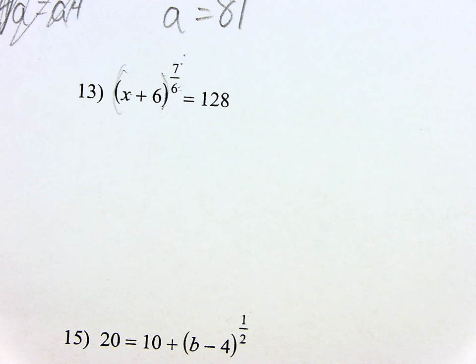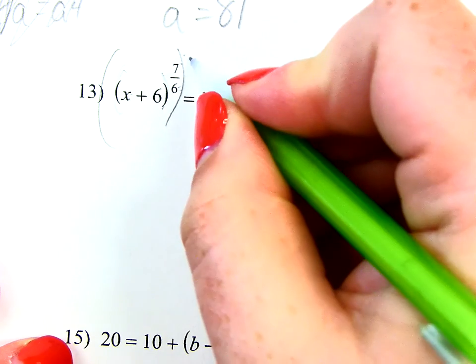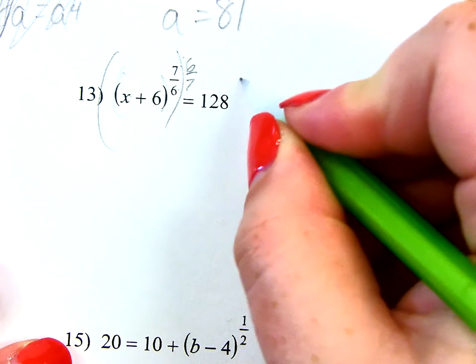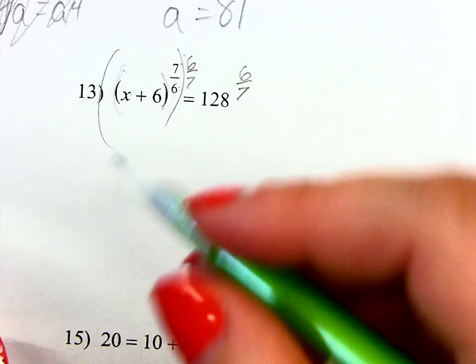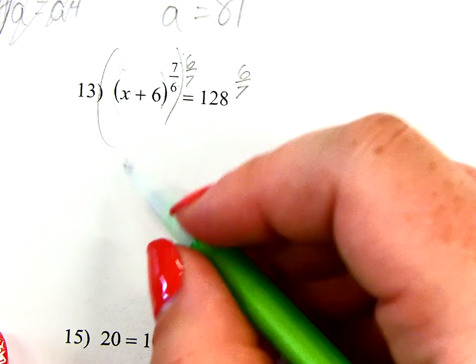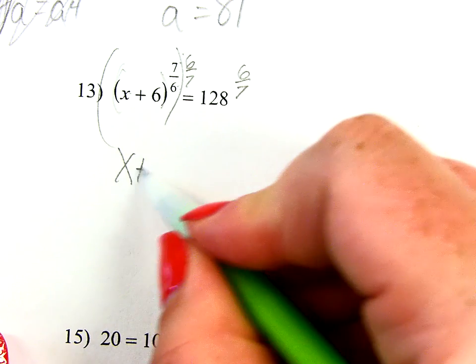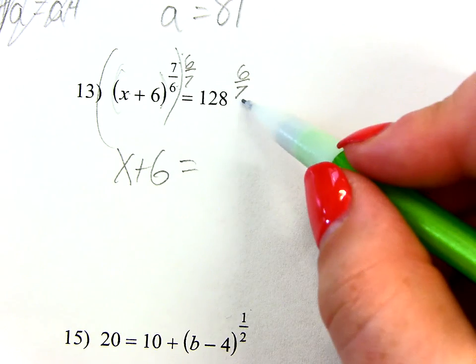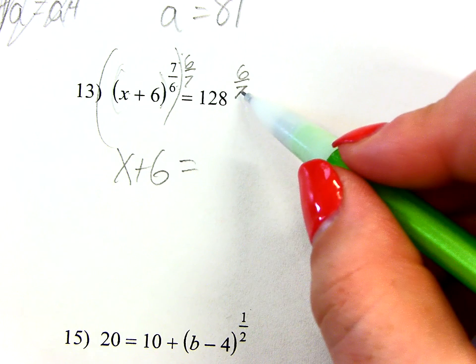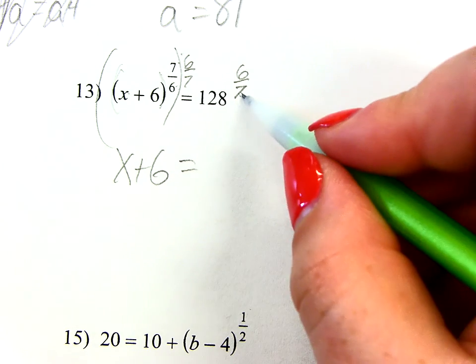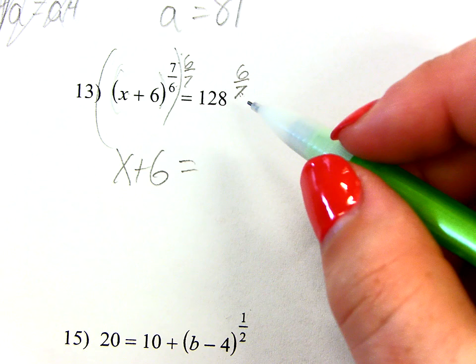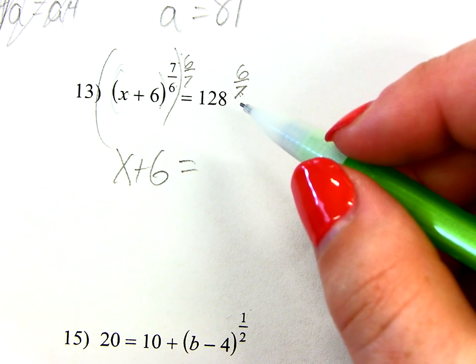Step 2 is to raise both sides to the reciprocal power. So I will now raise this to the 6/7 and this to the 6/7. So now, on the left-hand side, what do I get out? Just x plus 6. On the right, we're not going to have two answers, because when we do the reciprocal, we'll have odd over even. So we want the 7th root of 128. It's not on your chart. It's 2.